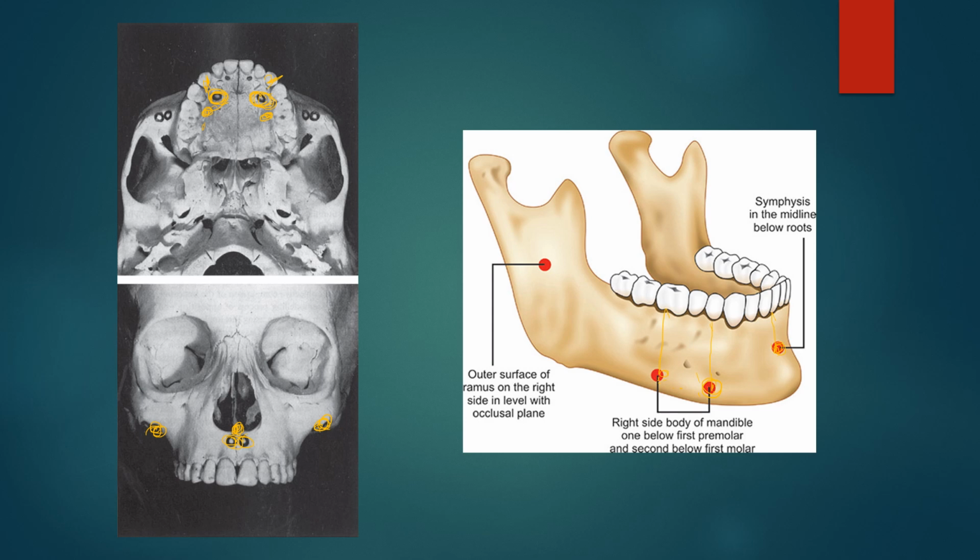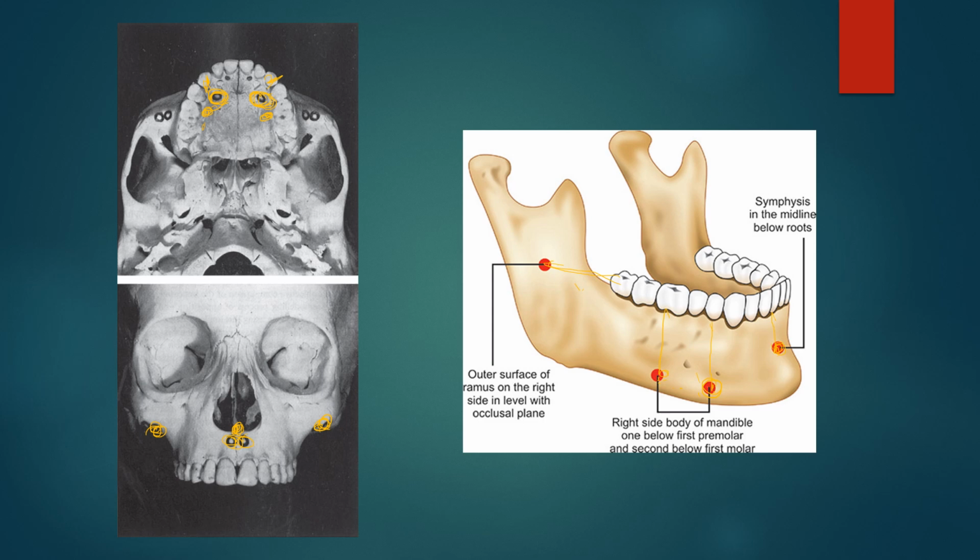Then one pin on the external aspect of the right ramus at the level of the occlusal surface of the molars, on the outer surface of the ramus on the right side in level with the occlusal plane. These are the sites in mandible where implants are placed.